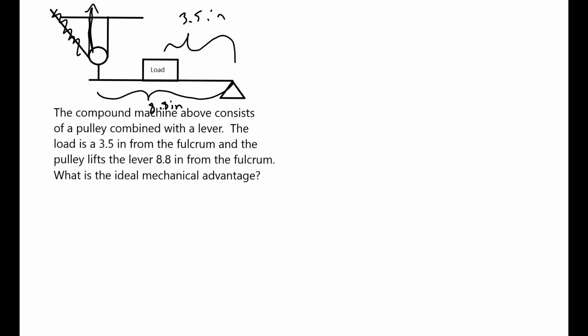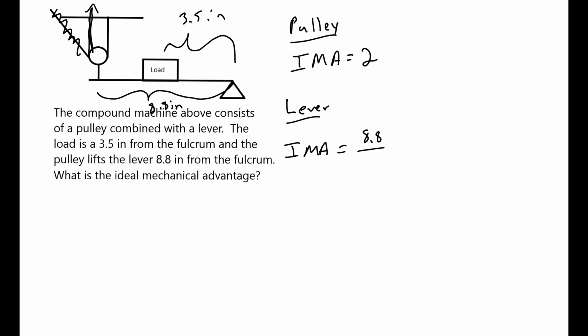So we have a pulley and a fulcrum. Let's do pulley first. What's the IMA of that pulley going to be? How many strings are supporting the load? 2. So IMA of the pulley is 2. What class of lever is that? Second. So IMA of the lever is going to be effort distance over resistance distance. What's our effort distance? 8.8 inches. What's our resistance distance? 3.5 inches. And what's the IMA for that one?